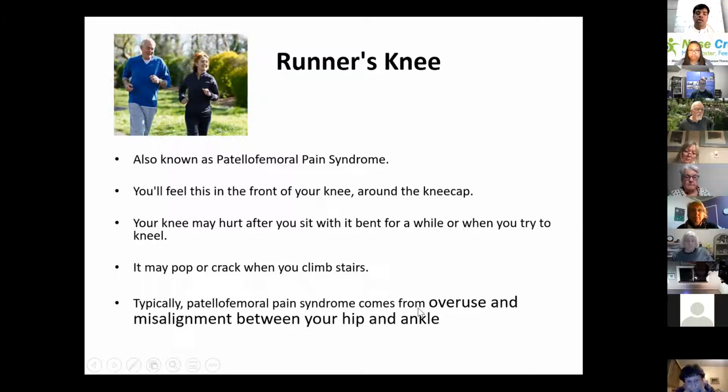So this is an overuse and misalignment problem. We need to assess fully, and we need to design the exercises based on where the problem is. Sometimes we need to prescribe some orthotics and supports as well, especially for the foot, if it is a flat foot or pronated foot. Okay.